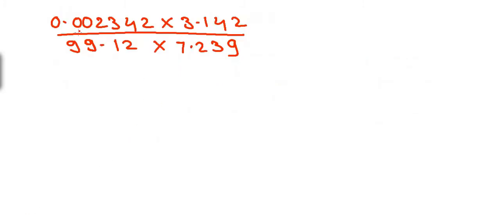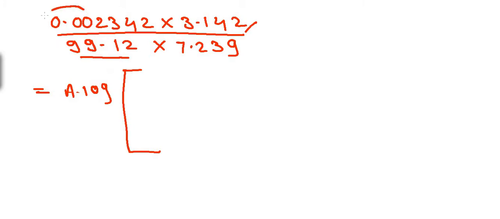Example, 0.002342 multiplied by 3.142 divided by 99.12 multiplied by 7.239, that is equal to antilog of. Now here let us first add the logs of numerator and denominator and then subtract them separately. Like the characteristic of 0.0023: the number is less than 1, so count the number of zeros between the decimal and first non-zero digit towards right, which is 2. There are 2 zeros, add 1 to it, so 2 plus 1, 3, make it negative. Bar 3 is the characteristic of 0.002342.